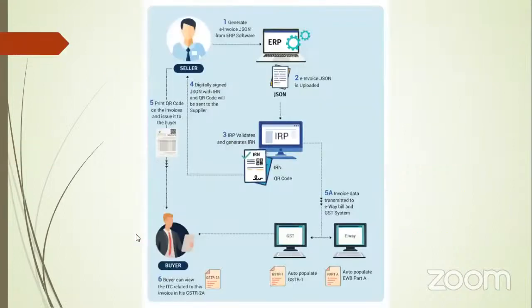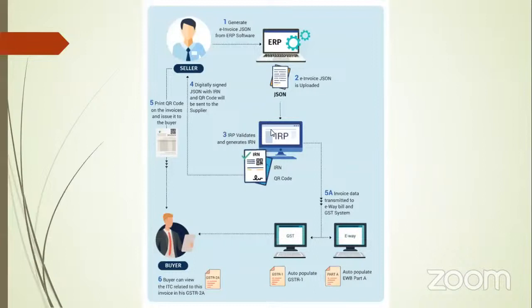So how does e-invoice work? This is in case of API, or if you are connected to the portal directly from your software or through a GSP. So you would be creating the JSON from your software. It would go to the e-invoice portal. There it would validate your details as well as check for duplication.